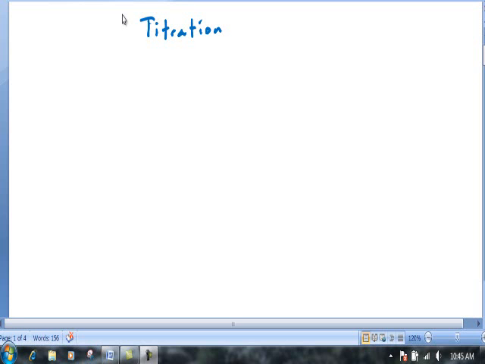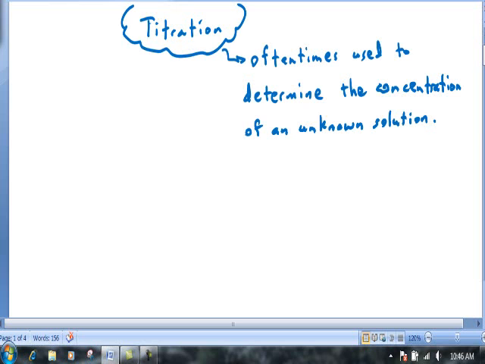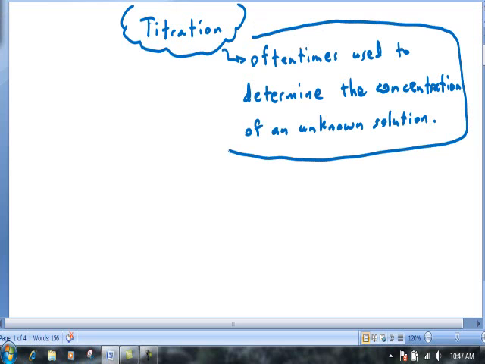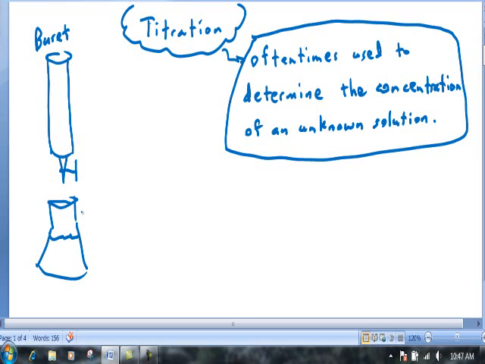The lab exercise we're beginning now is going to utilize a chemical skill and process known as titration. Titration is often used to determine the concentration of some unknown solution. Titration typically uses a device known as a burette, which allows us to very accurately measure a volume of solution that's been incrementally added to some other solution that typically has some unknown concentration.